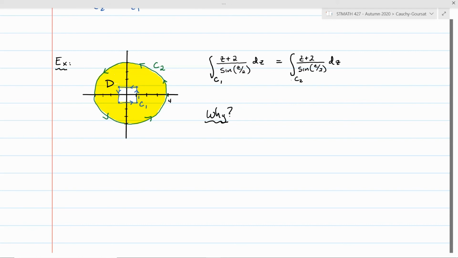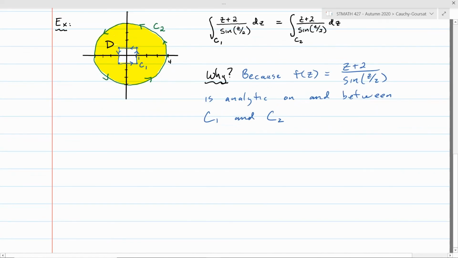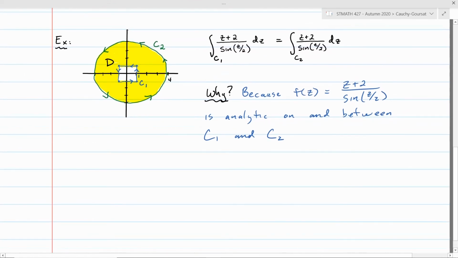Why are these integrals equal? Well, if you think about the previous theorem, as long as we knew that the function that we're integrating is analytic on both of those curves and in the region between them, then we'd have it. This function f(z) = (z + 2)/sin(z/2) is analytic on and between C1 and C2. Why is that? How do you know that that function is analytic? Well, this function is composed of analytic functions, the numerator is analytic everywhere, and the denominator is analytic everywhere also, so the quotient will be analytic everywhere except where possibly the denominator is equal to 0. And we know sin(z/2) equals 0 if and only if z/2 is a multiple of pi, so n times pi. And then this is true if and only if z is equal to 2 times n times pi.